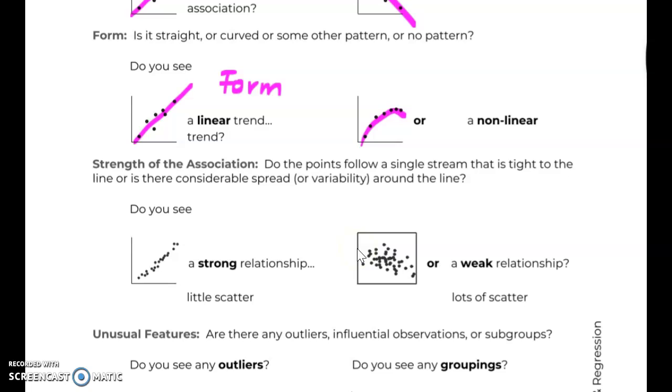Then we look at the strength of our direction. How close are our points to a straight line? Are they all very close to a straight line, or are they not very close to the straight line? It's a weaker relationship where we have lots of scatter.